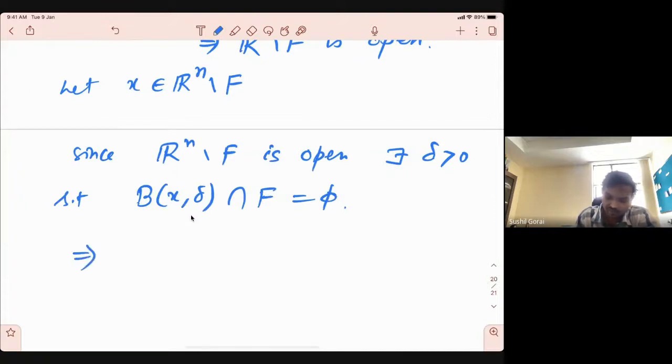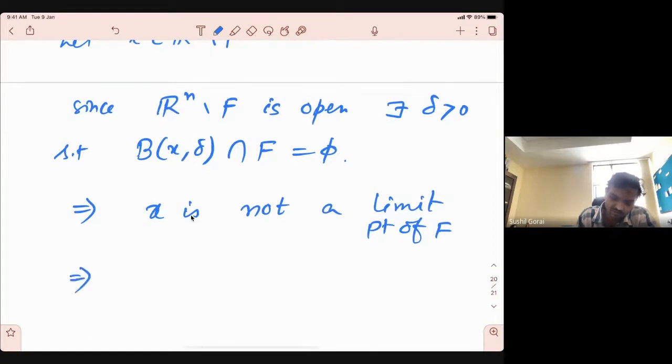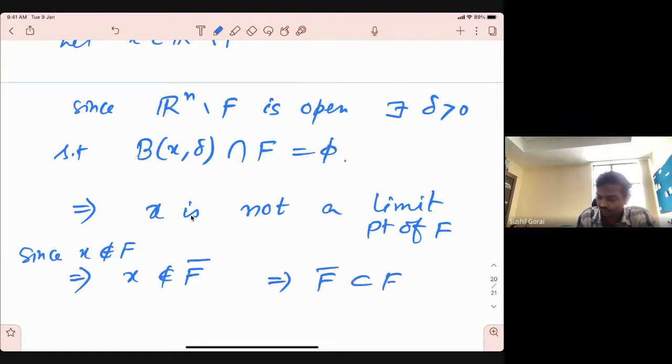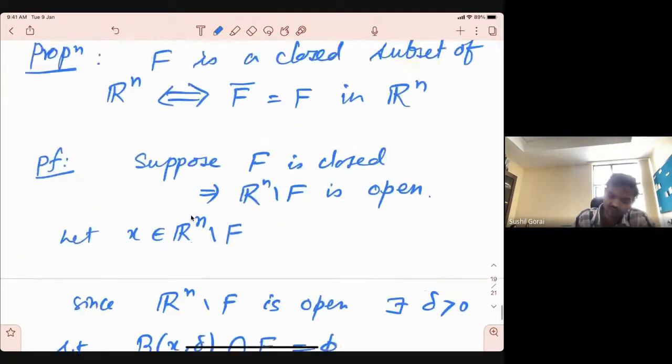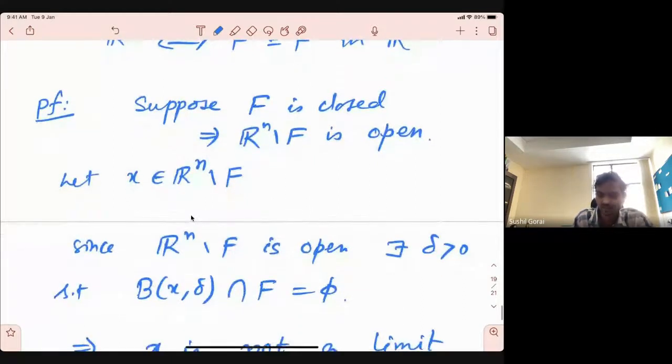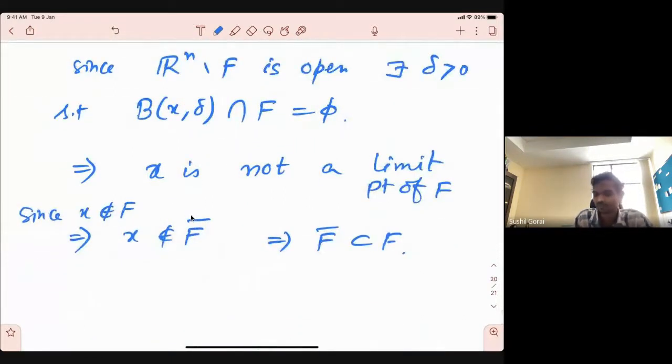So this implies x is not a limit point of F. And since x does not belong to F, we already know x does not belong to F closure. So this implies F closure is a subset of F. You take a point outside F, it does not belong to F closure. So all the points of F closure have to be inside F. That implies F closure is equal to F, because F is a subset of F closure. All right.